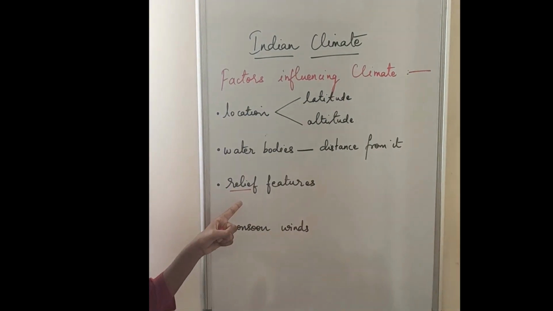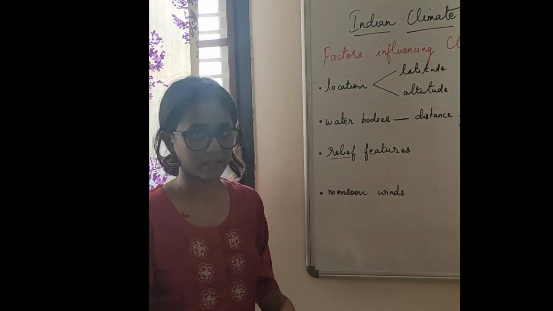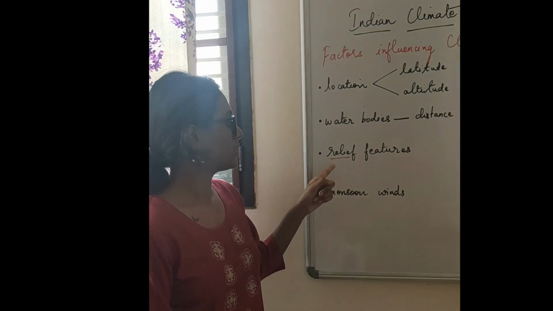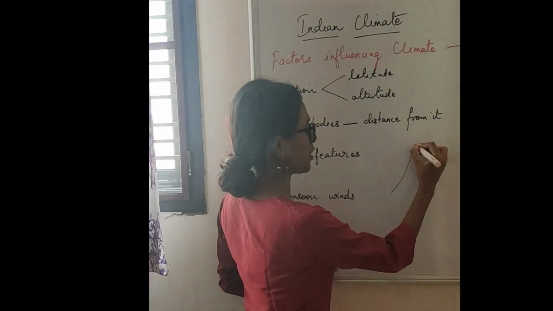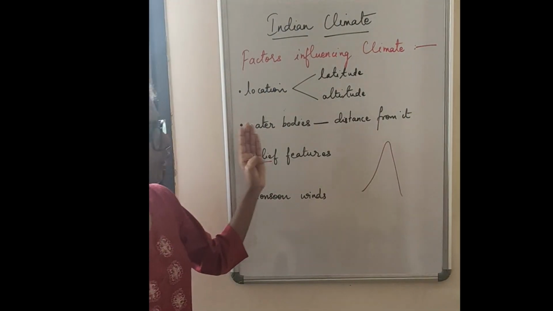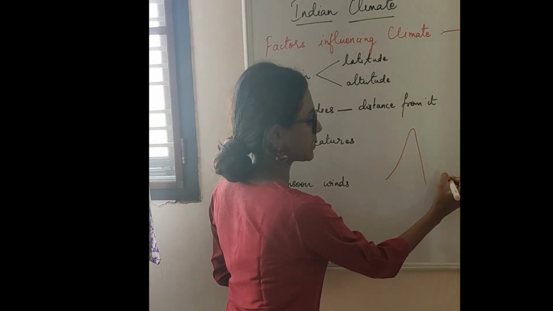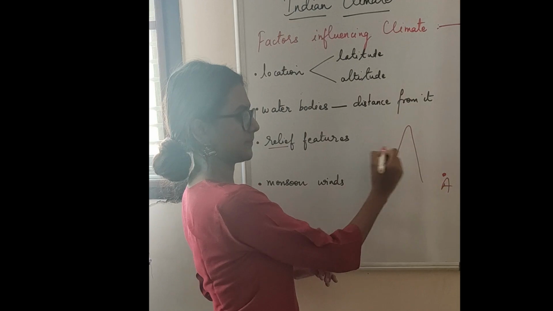Now when we talk about relief features, what are relief features? It's mostly mountains and the like, okay? Because relief means topology. Now how do relief features affect our climate? Let's say we have a mountain, then obviously it blocks some cold or hot winds from entering. If this is where we are situated, then it blocks cold or hot winds.